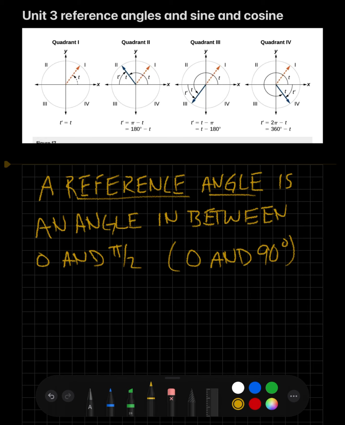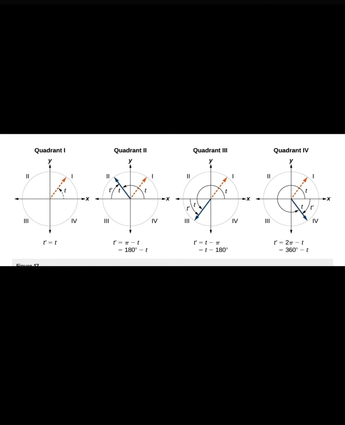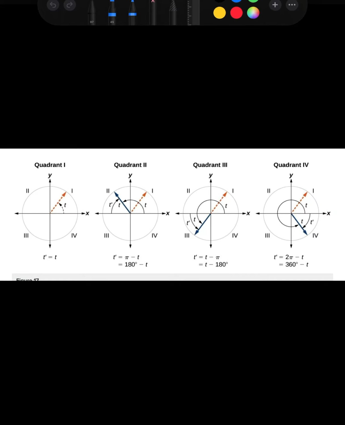So here we have this understanding that the reference angle is in between 0 and 90 degrees. What that means is that a reference angle can only be in the first quadrant. It's only in between 0 and 90 degrees, or 0 and pi over 2 in radians. So it's only in that first quadrant. A reference angle is an angle that you can use to find out information that you need, and it tells you a little bit more about what you're working with.